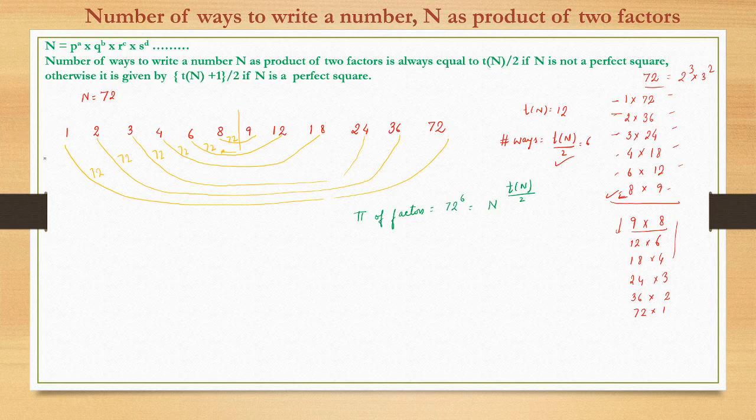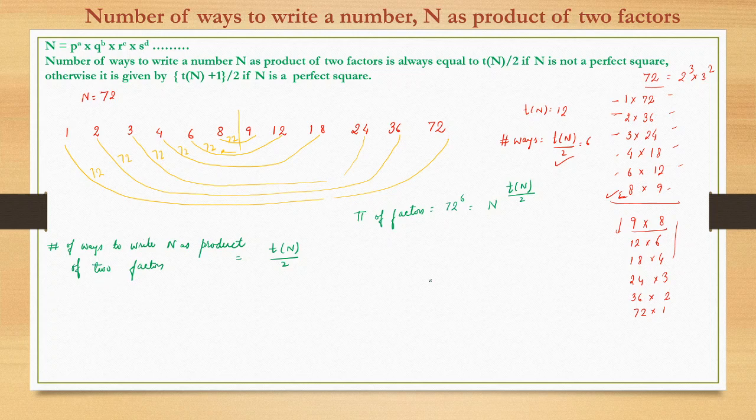Now coming to the number of ways in which we can write a number as a product of two numbers, two factors, is what we saw here, tn by 2. Tn is the number of factors. And when we say factors, as we have said earlier also, by factors we mean the positive factors only.